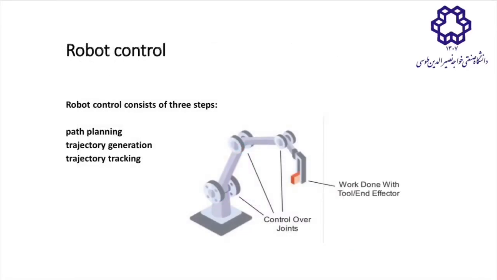Robot control is the system that contributes to the movement of robots. This involves the mechanical aspects and program systems that make it possible to control robots. Robot control consists of 3 steps: path planning, trajectory generation, and trajectory tracking. By controlling the joints, the end effector does the work.